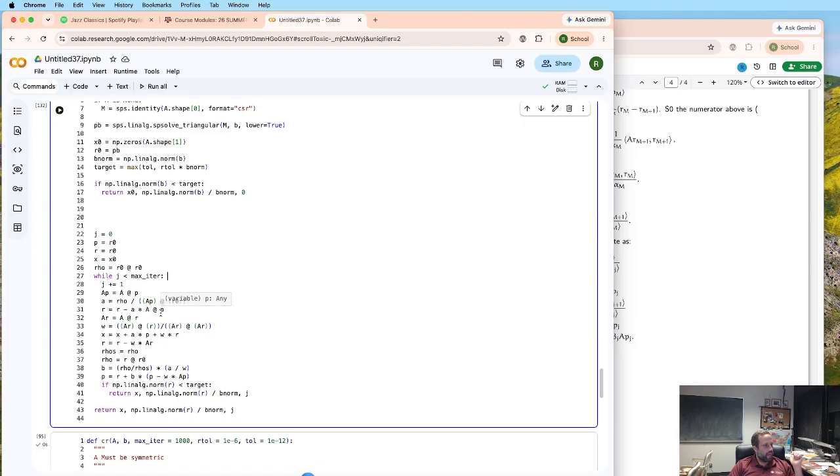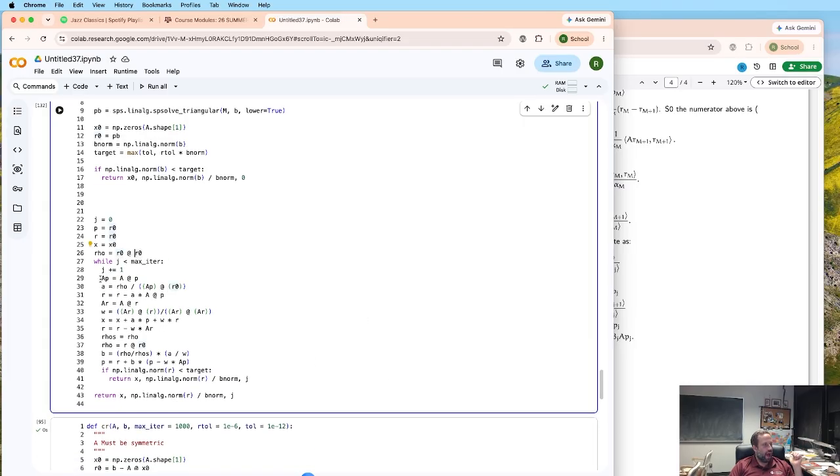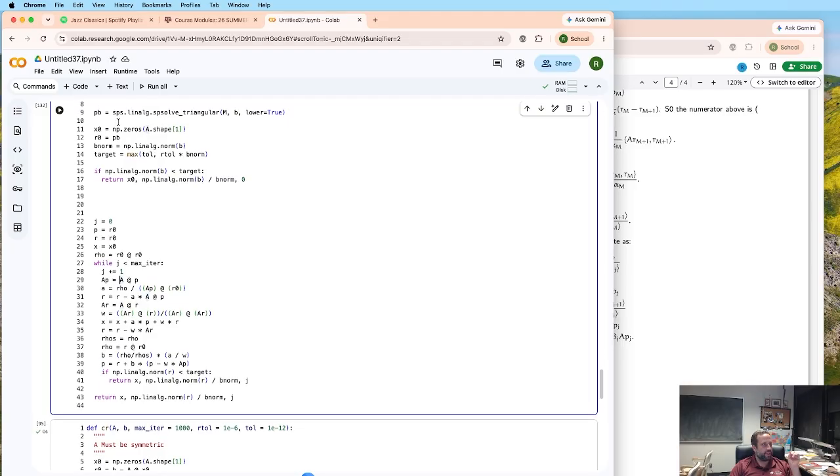All right, so now if we come down here, whenever we have a matrix computation with A, this is not AP, this is M inverse AP. So here I've got AP is equal to A times P. So what I really need to have is something like this solved. I need to have this solved.